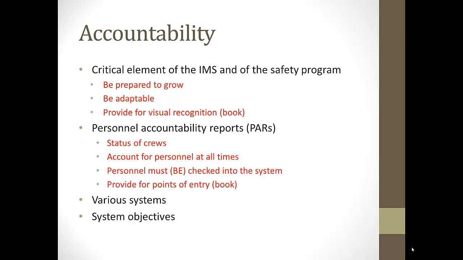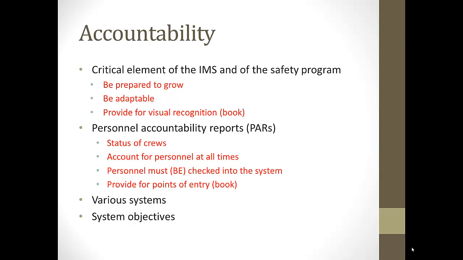And what you should do as the incident commander is do a PAR. That's a personnel accountability report. And so what you do is you call each company, what's the status of your crews? Can you account for everybody at that time? Personnel must be checked into the system. What does that mean? We need to know that they're in there. If I know that engine company 1's inside, I'm going to call their captain and I'll say, engine 1 IC, give me a PAR. And they'll say, engine 1, all crews are accountable.